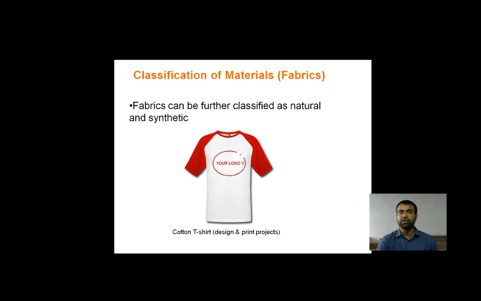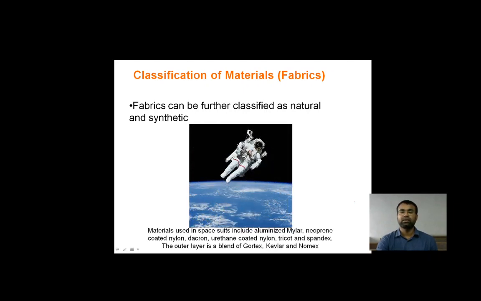This is the printed t-shirt, and this is the space suit which is used by astronauts for traveling into space. The materials used in space should include anodized Mylar, neoprene-coated nylon, Dacron, urethane-coated nylon, terracotta, and spandex. The outer layer is a blend of Gore-Tex, Kevlar, and Nomex. So you can imagine how these particular things have to be made.